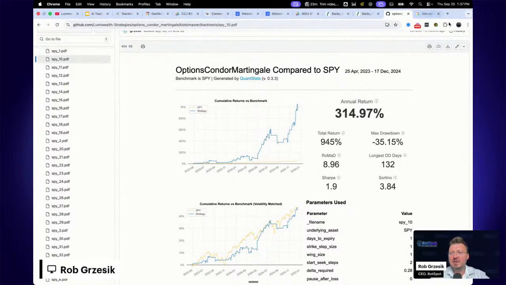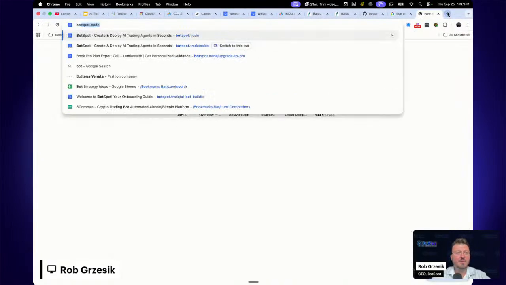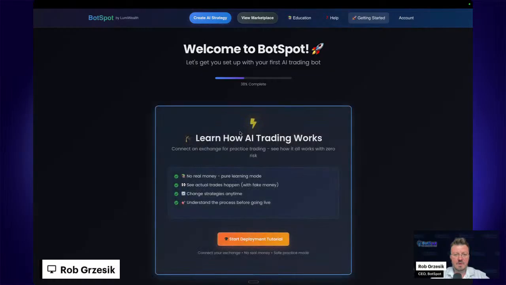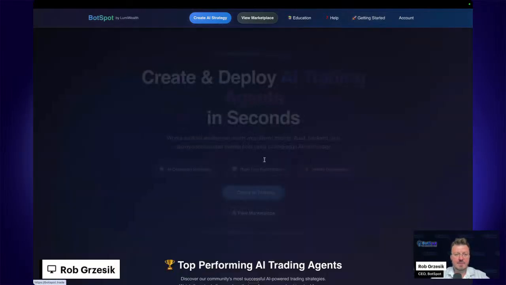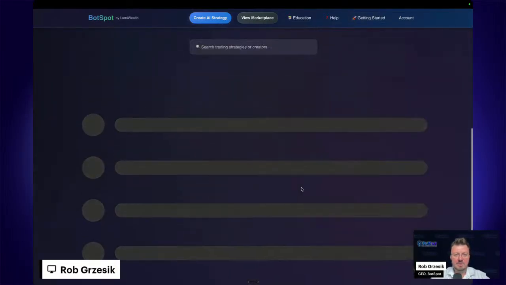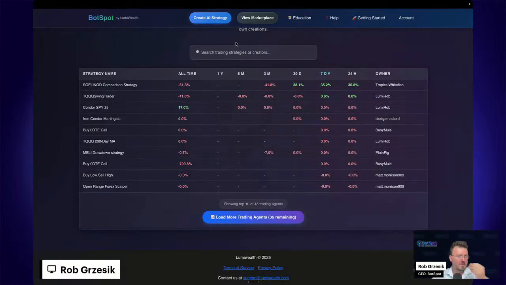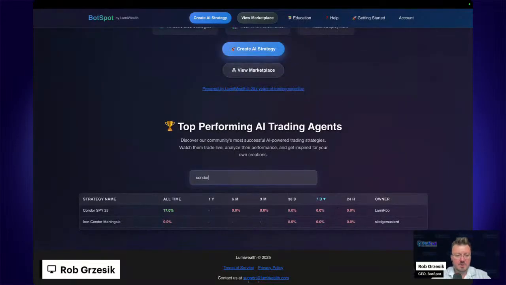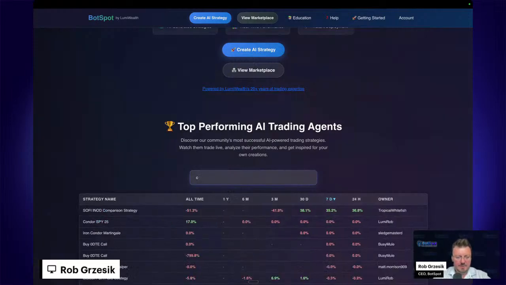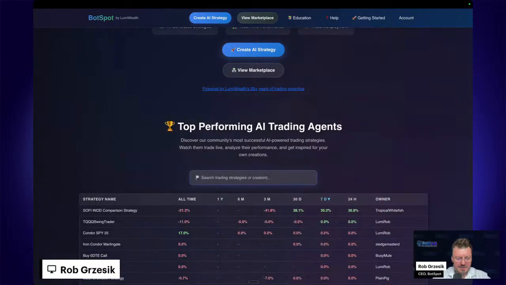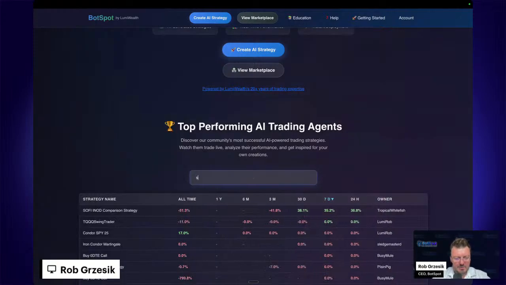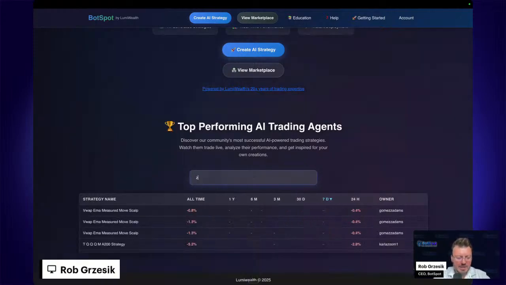We've been running these on BotSpot for a bit. Let's take a look at this. If we go down, we see our strategies. Condor. So this one, we have the SPY 25. We had a different one though. I was looking at this the other day. I don't know where this one went, but it was up quite a bit. I remember looking at it. I was like, holy crap, this thing actually is making money.